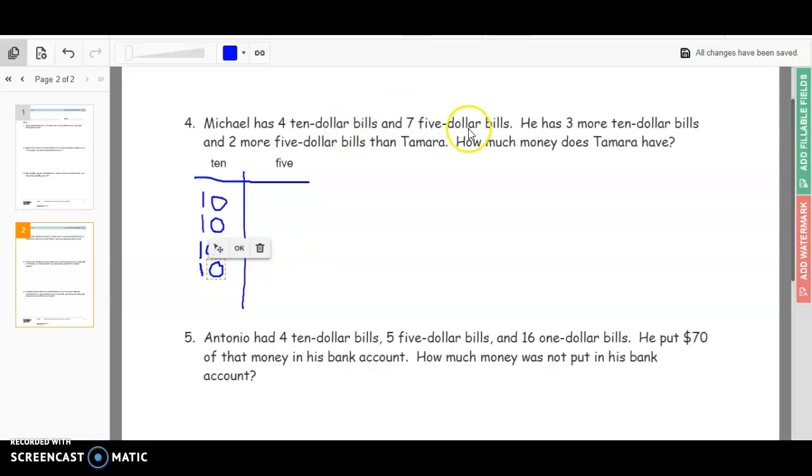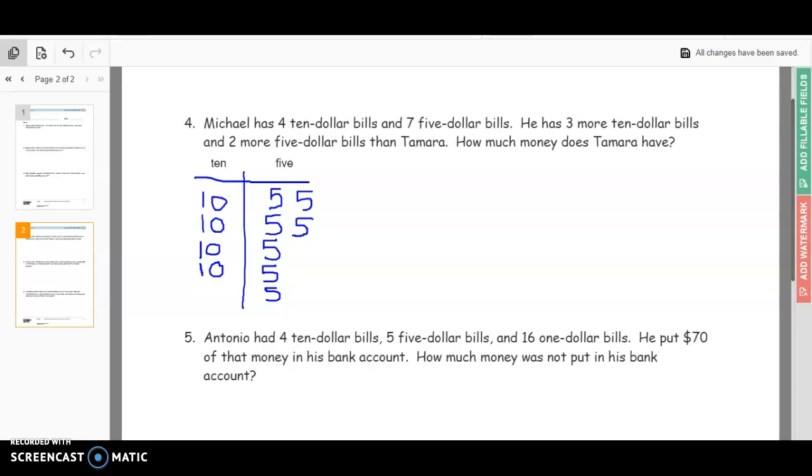Okay. And it says we have 7 $5 bills. So I'm going to put my 7 $5 bills. I know that each bill is worth $5, so I'm going to do 5 7 times. So 1, 2, 3, 4, 5, 6, and 7. All right. So nowhere does it ask us for his total. We're not trying to find Michael's total. We're trying to find Tamara's total. So we're going to try and figure out how much money Tamara has.